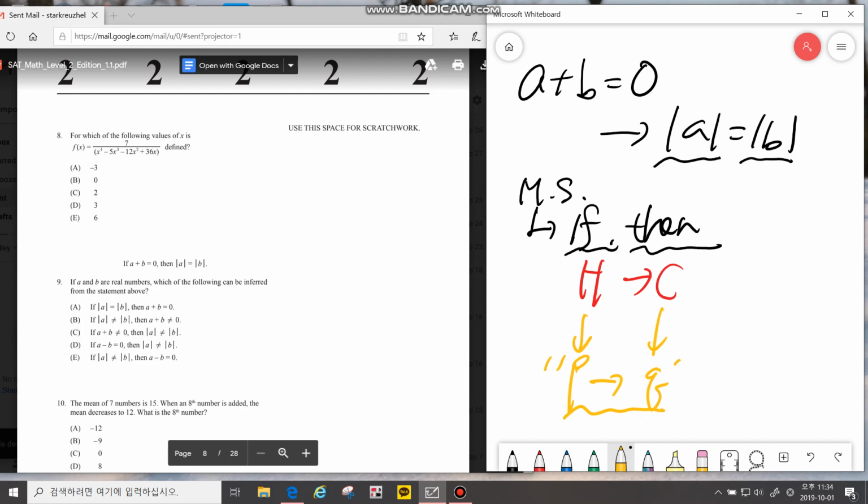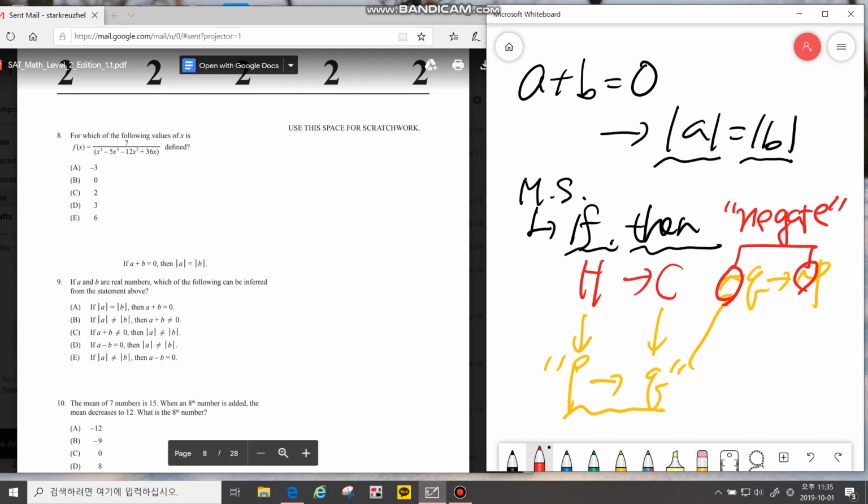Then our contrapositive statement is that if not Q, then not P. So what these two mean is that you are going to negate the hypothesis and the conclusion, and then you're going to switch their places.